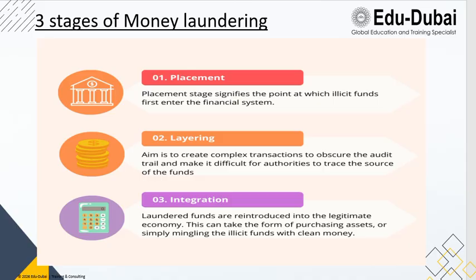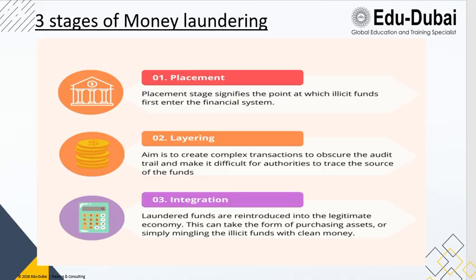And the last is called integration. As I told you earlier, the drug dealer, the person who is the hero, wants to buy a Porsche car. $1 million is the cost. After the placement and after the layering, after a set of complex transactions through several accounts, the money comes back to his particular account, and from there it is transferred to the car dealer's account.